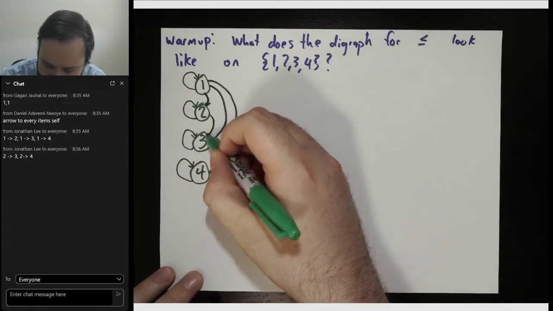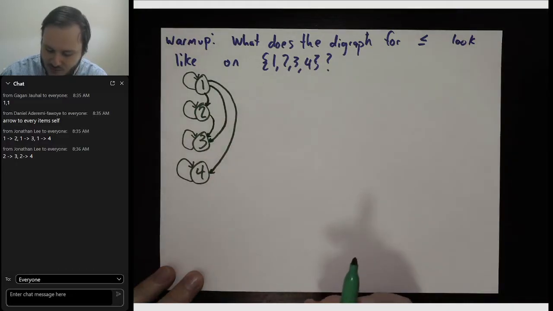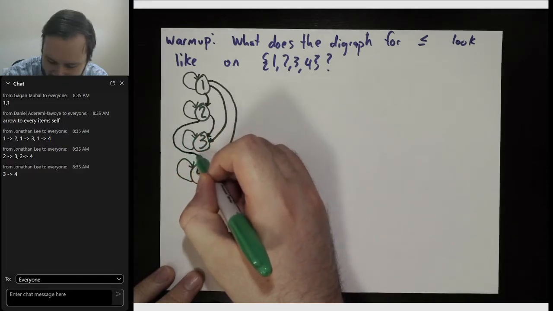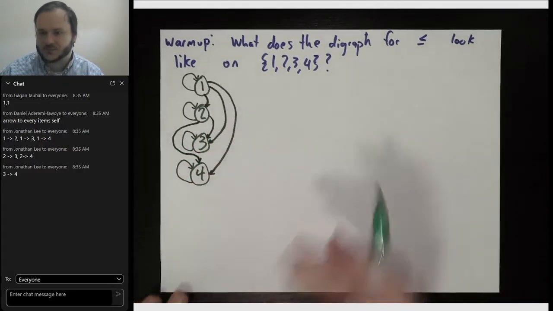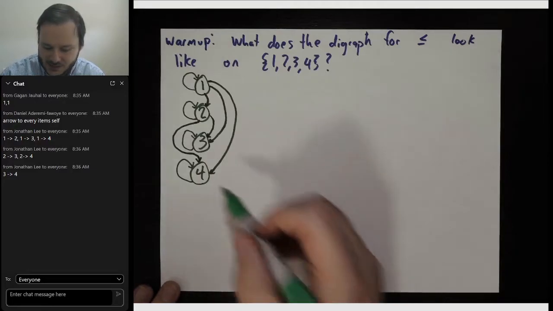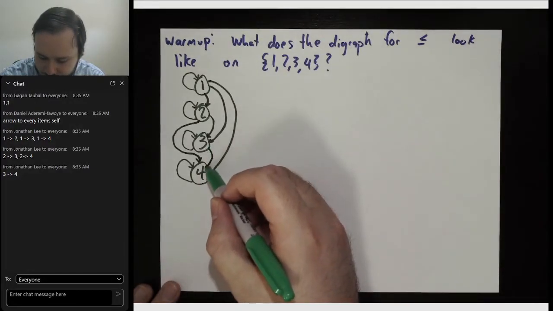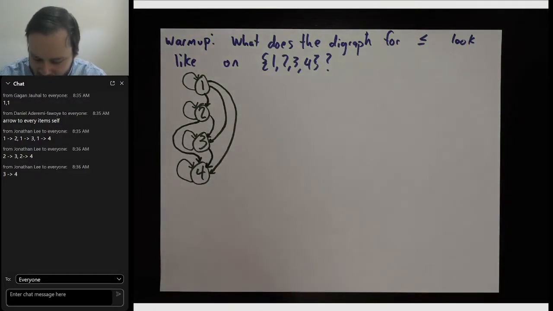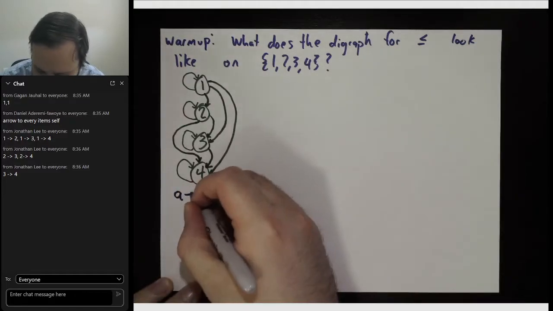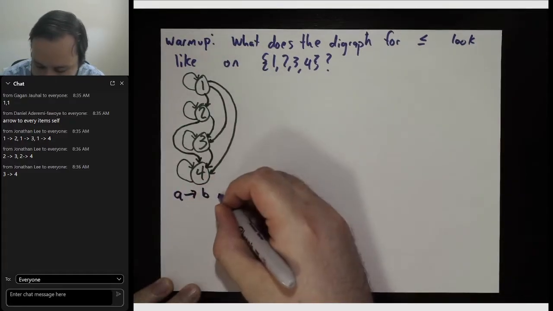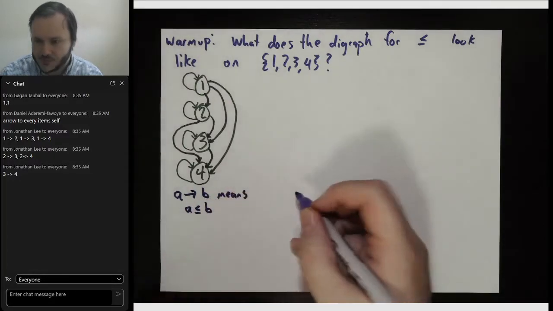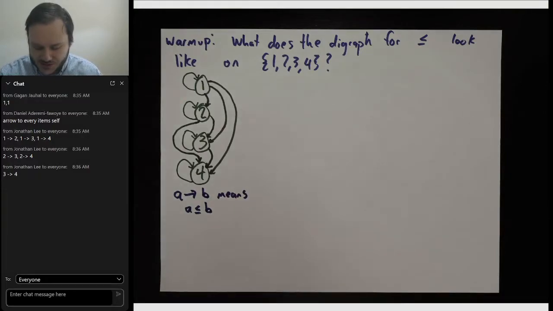Here's a fun little exercise. How can I end up drawing this graph planar? I'm going to sneak this one around this way. Then 3 goes to 4. So I have an arrow from A pointing to B. It means, in this case, A less than or equal to B, because that's what my relation is.